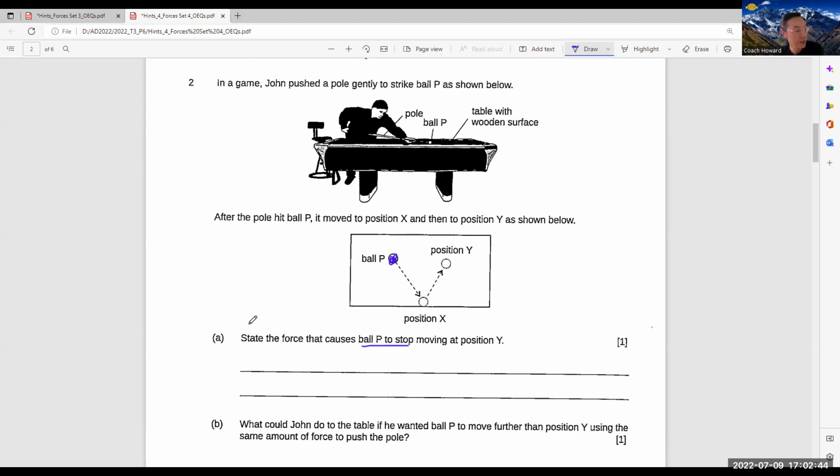Okay, very easy. Can you see the word state? This one is very easy. You just put frictional force, or just friction. Okay, state, no need to give explanation.